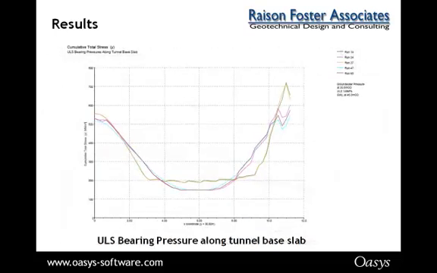And here's just another example of the kind of outputs that SAFE produced for the Raisin and Foster example. So here you've got the ULS bearing pressure along the tunnel base slab, and that could be compared with the ultimate bearing pressure. So this case study not only demonstrates how SAFE could be used by anyone to look at a tunnel problem, it also demonstrates how SAFE can be used to produce a range of outputs which are meaningful, which should give you a really good understanding of how the structure and the geotechnical problem is behaving. So in that way, I think it's quite an effective case study.